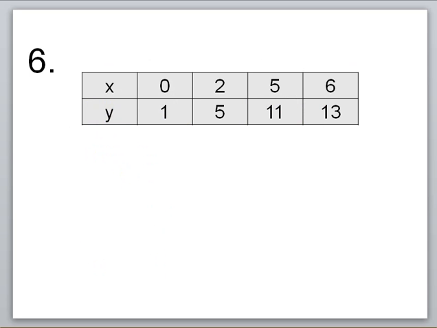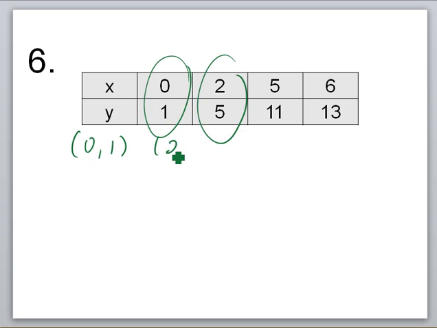In the next one, we're going to look at it as a chart. What I will do is just pull out two of the ordered pairs from the chart. So it's x comma y, 0, 1, and 2, 5. So I end up getting the ordered pairs x1, y1, x2, y2. And then I'll plug those into the formula. I'm not going to highlight those again. You could highlight them every time if you need to.